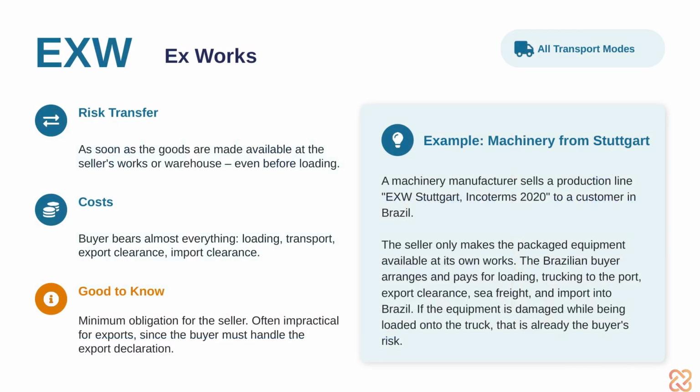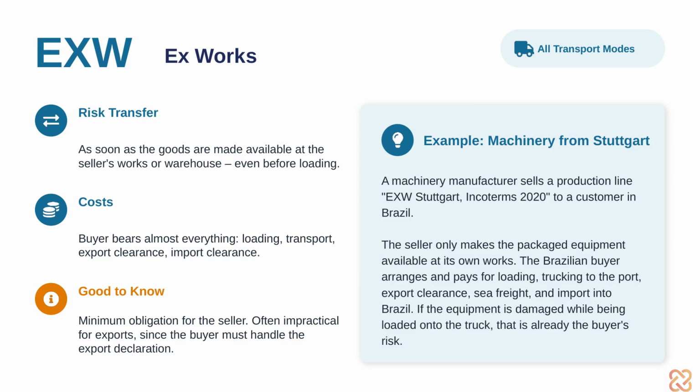EXW, ex works, is the term with the fewest obligations for the seller. Risk passes as soon as the goods are made available at the seller's works or warehouse, so even before loading. The buyer bears almost everything: loading, transport, export, and import.